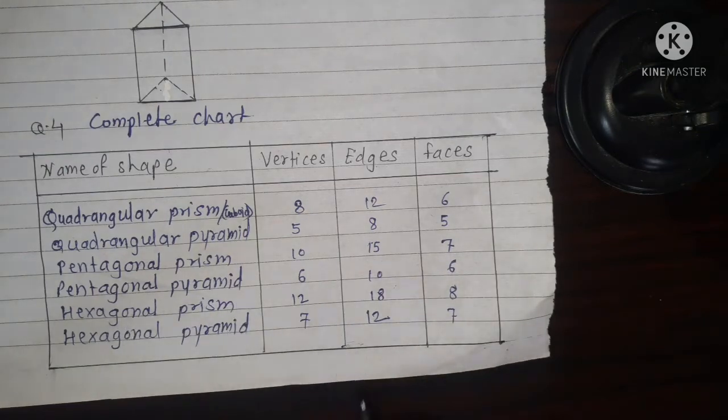Pentagonal pyramid has 6 vertices, 10 edges and 6 faces. Hexagonal prism, 12 vertices, 18 edges, 8 faces. Hexagonal pyramid, 7 vertices, 12 edges, 7 faces. In this way we can see three-dimensional shapes, their names and vertices, edges and faces.